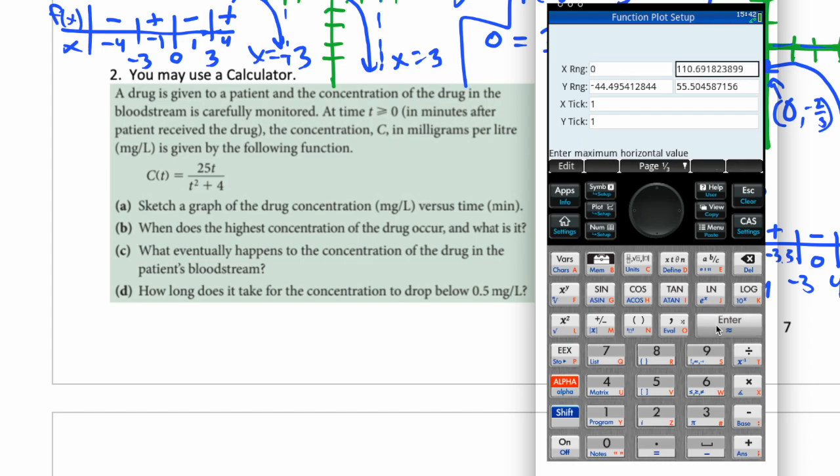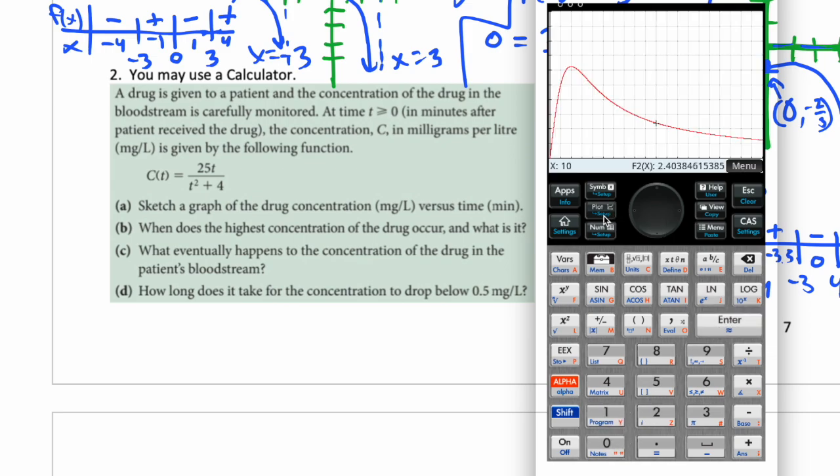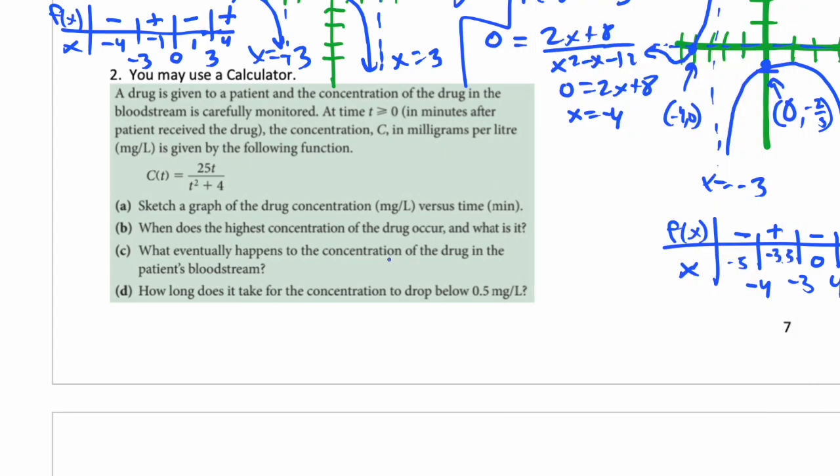So 0, I guess, is only after a few minutes. It must be, yeah, maybe. Let's go 20 minutes. 0 to 10. Okay, let's click plot. Now we have a much nicer looking graph. Okay, so sketch the graph. I'll do that here. This is t and c of t.